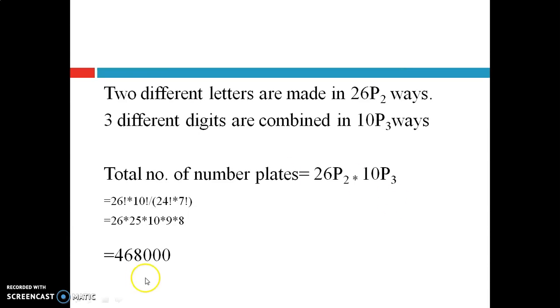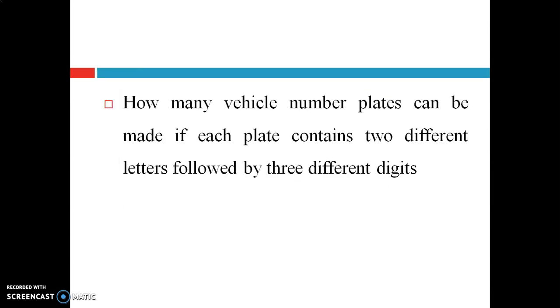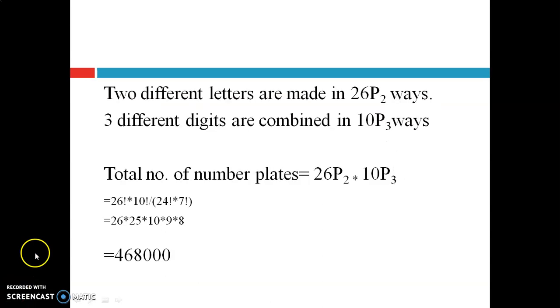And the output of this problem is 4,68,000 different number plates that can be created using this type of permutation. Okay, so this is the example of the product rule.